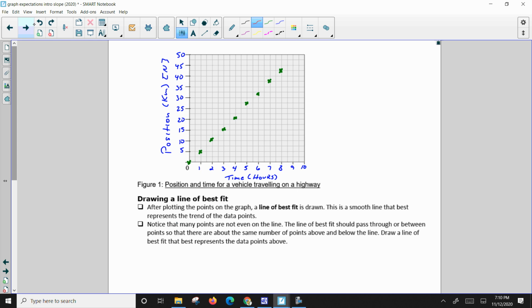Okay, now we've graphed the data. What does it look like? You should have a series of points that look like this. It looks like a reasonably straight line. What we want to do is find the slope of this.